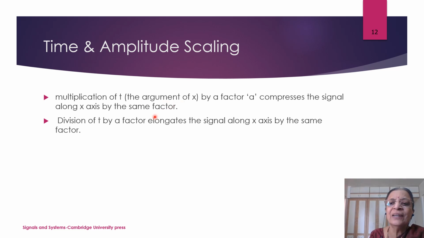Sometimes there are two templates and the two templates look similar, only there is a change in the scale. One has a maximum amplitude of 1, another has a maximum amplitude of 2, that's the only difference. Then in that case we can normalize both the signals and then compare. That is called amplitude scaling.